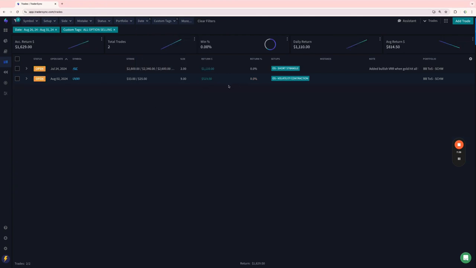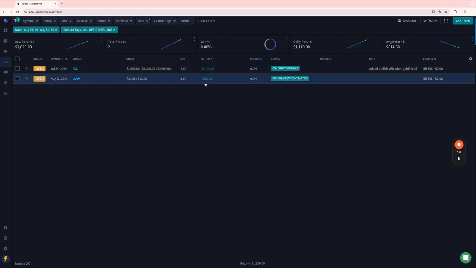So I had just a couple partial closes. This was a short strangle, which I adjusted with a vertical risk reversal. So I closed out the strangle, booked a little over 1,100. Still have the bullish portion of that on, anticipating another push through all-time highs. So that one's still open.